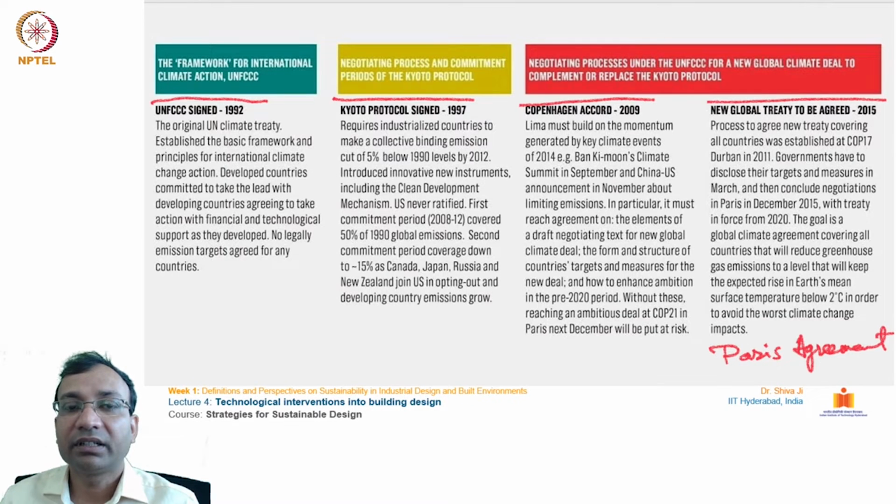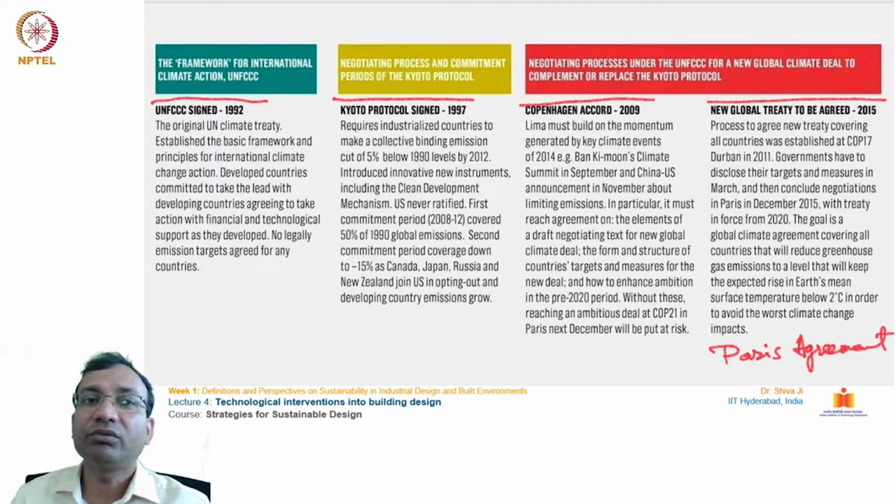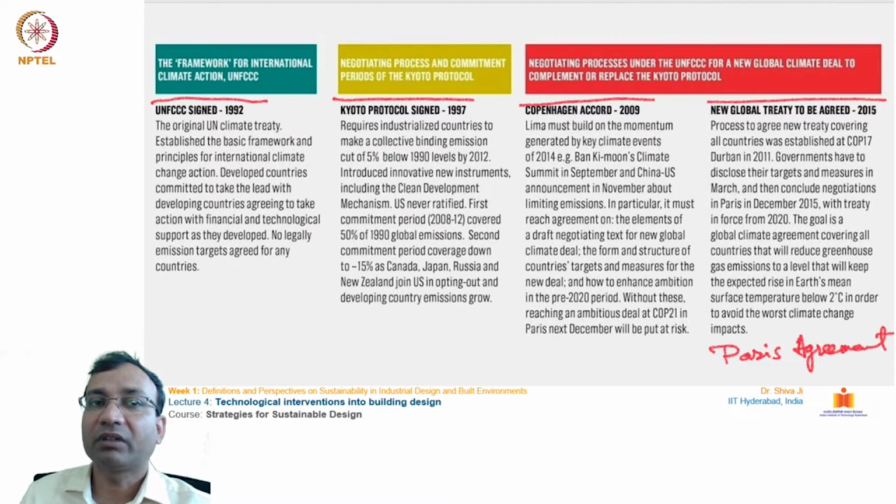Further, the Paris Agreement came in the year 2015. The new global treaty was agreed in 2015. The process to agree a new treaty covering all countries was established at COP17 Durban in 2011. Governments had to disclose their targets and measures in March, and then conclude negotiations in Paris in December 2015, with the treaty in force from 2020.